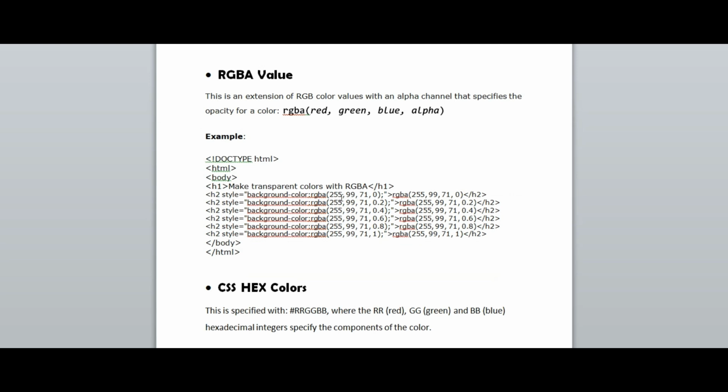Now 255,99, then the opacity here is 0. The opacity here is 0.4. Opacity here is 0.42. So opacity simply means how much you make the colors transparent. So let's see it in our coding.